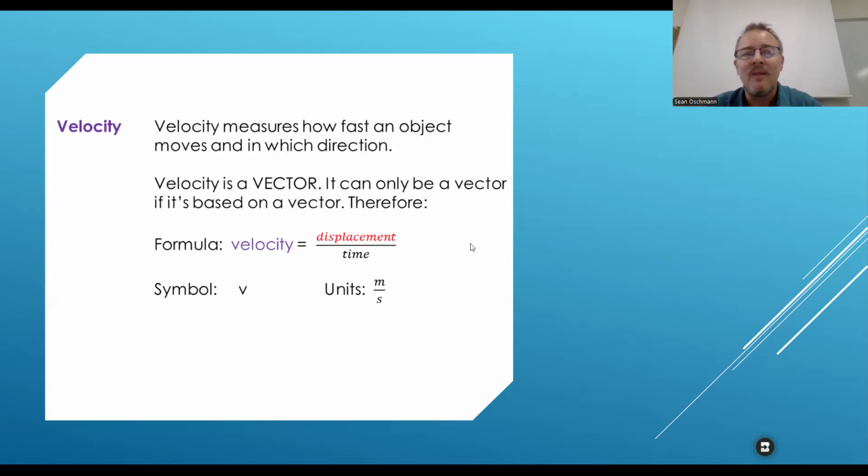Now velocity actually measures your displacement over time. So how far was it to get from A to B? And then in what time did you go there? We do use v, meters per second is the unit. And it is a vector because it is based on a vector. And that means we can have some information about the direction of our velocity.